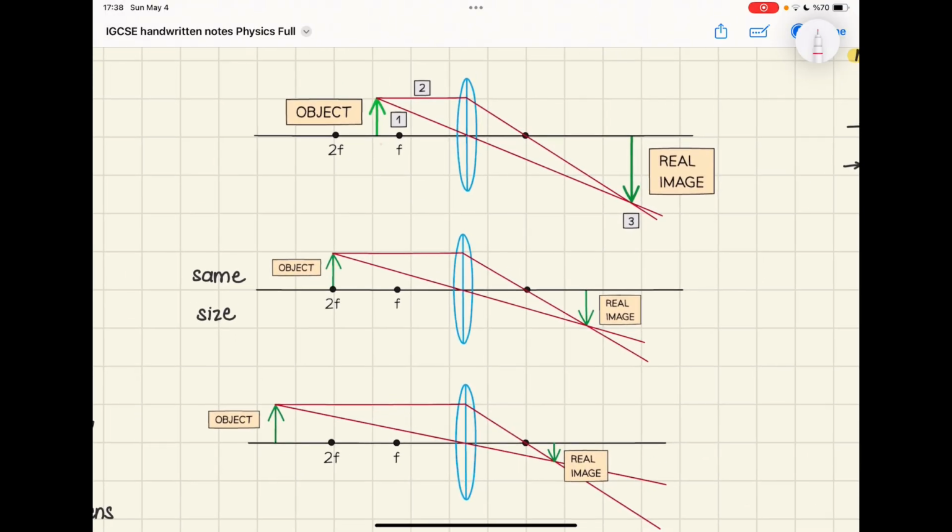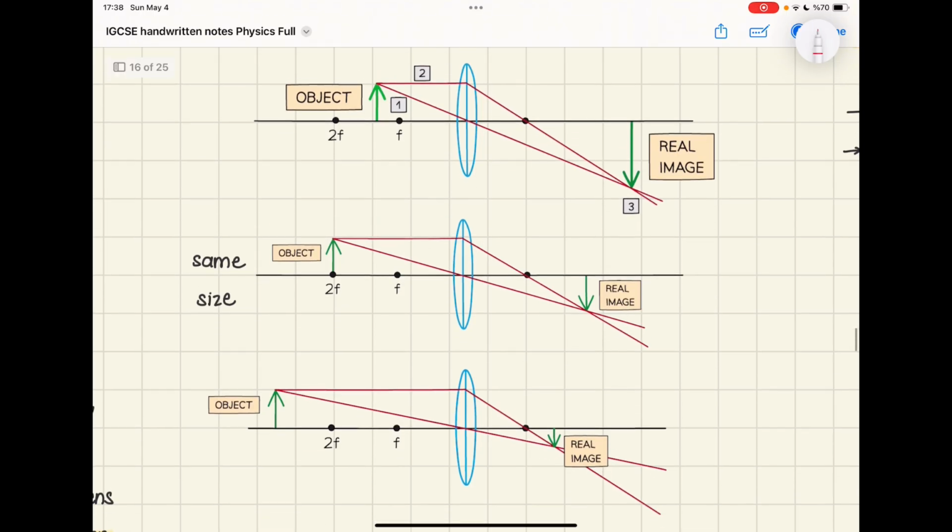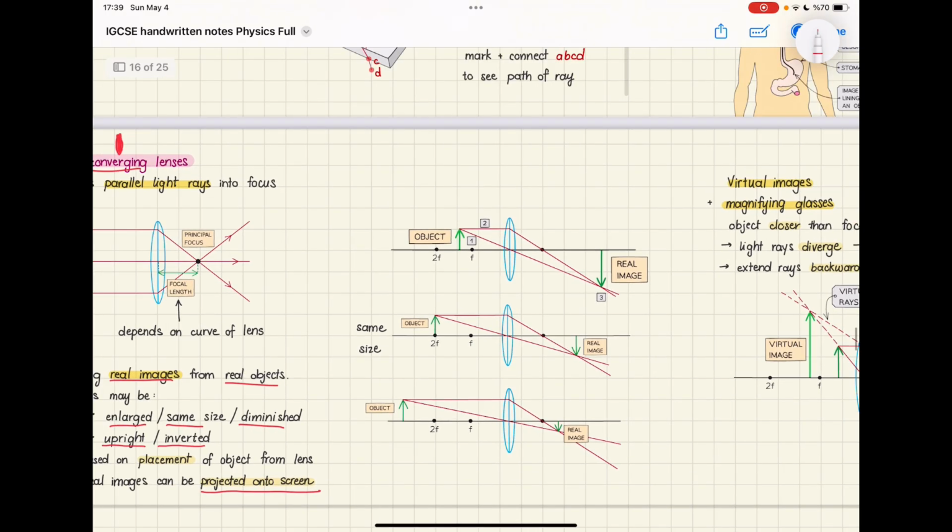If an object is between the focus and 2f distance from the center, we will see it as a real image which is upside down, enlarged, and which can be projected on the screen. In the second one, if we put an object exactly at 2f, so twice the focal length from the center, it will make a real image projected on the screen, but inverted, and the size will be the same. In the third example, if we put an object way after the 2f distance, we will have a real image which is inverted and smaller, diminished.